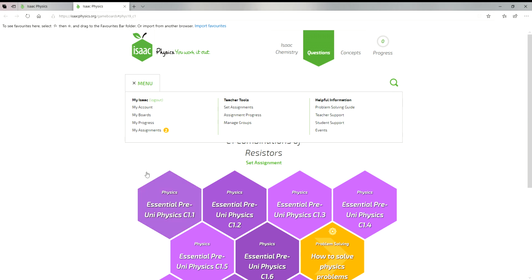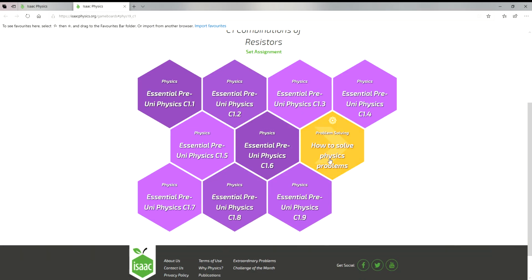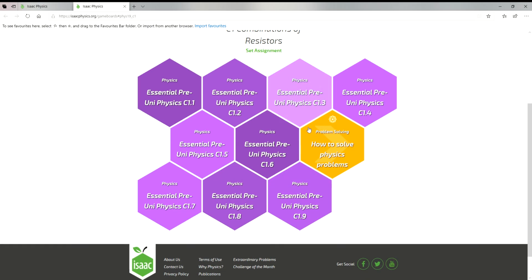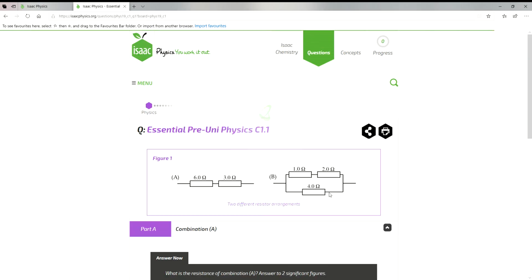So if you were looking at things and found 2 or 3 that you want to do, and obviously you don't want to be doing 2 or 3 at the same time, you could set them for yourself and come back later just so you don't have to find them again. How do I get rid of that? There we go, get rid of that. So combinations of resistors, and as per normal, start with C1.